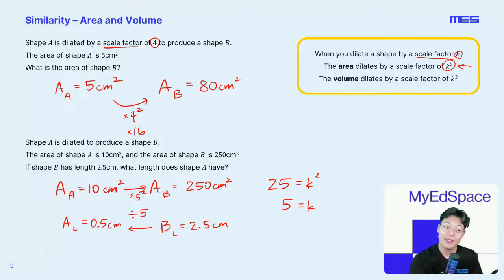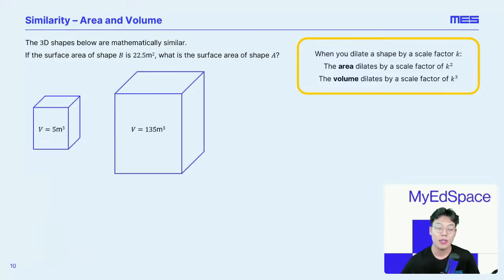Okay. It's going to get more challenging from here, so lock in. This is one of the toughest questions we'll be solving today. The 3D shapes below are mathematically similar. Okay, so we're given these shapes are similar. There will be a scale factor, and we're going to be using at least volume because in the images we see V, right? V stands for volume. Not only that, the units of measure are cubed. That's how we know this is talking about volume of each of the cubes.